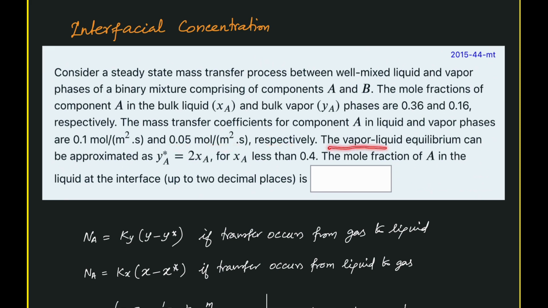The vapor liquid equilibrium can be approximated as y star equal to 2xA for xA less than 0.4. The mole fraction of A in the liquid at the interface is, that is, we need to find the interfacial mole fraction of component A.